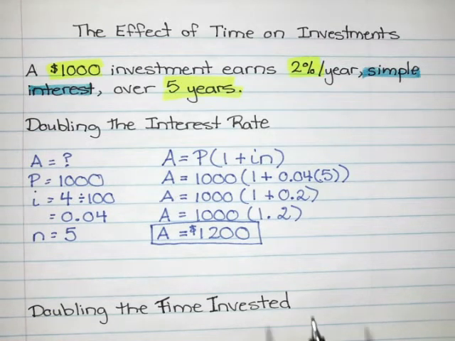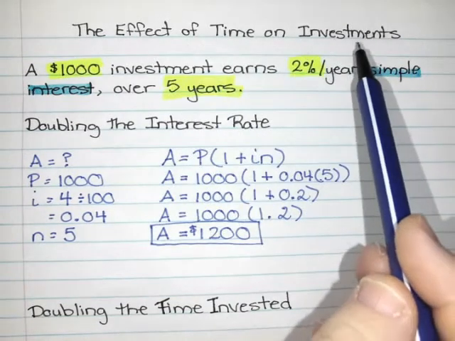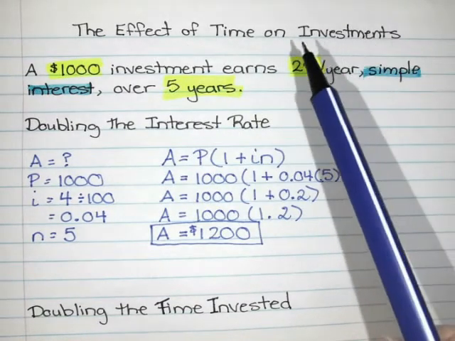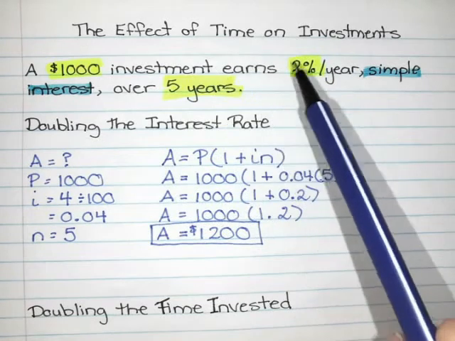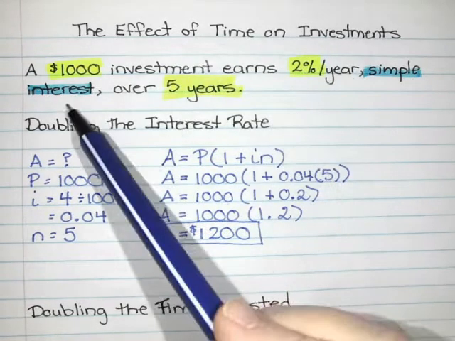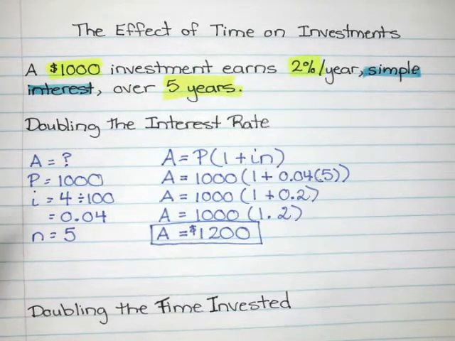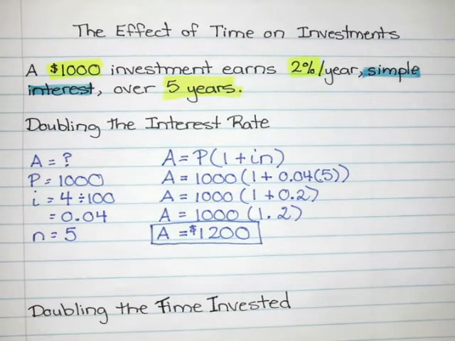This is part 2 of our video on the effect of time on investments. The question that we're doing is a $1,000 investment earns 2% per year simple interest over 5 years. And the question really was, is it better to double the interest rate or double the time invested? So we're doing a little investigation.